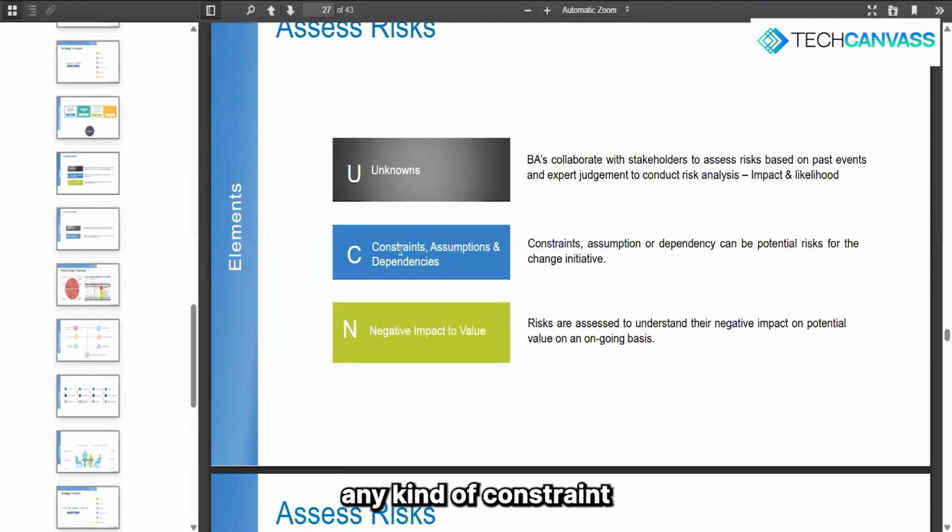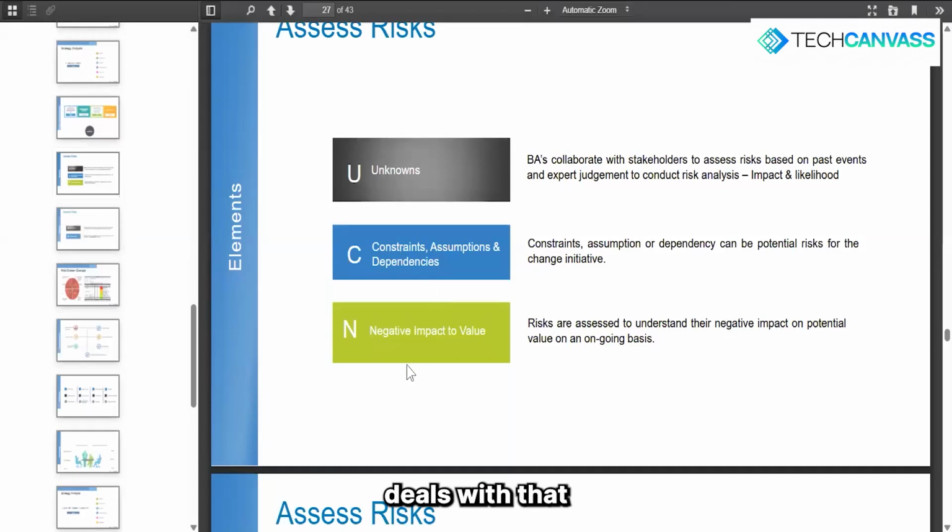Remember, any constraint that you have, any assumption that you have made, or any dependency that you have, should be treated as a risk themselves. I'm sure most of you would have seen these things in Jira, right? When we create a user story or some kind of Jira item, you would have seen something called a RAID item: risks, assumptions, issues, and dependencies.